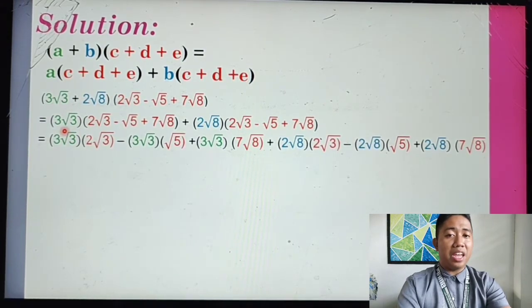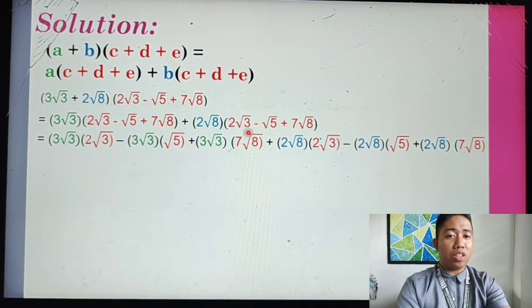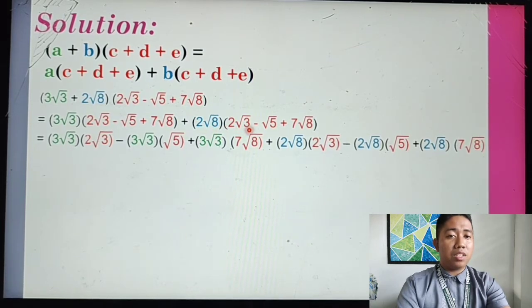So simplify the first set of the terms. So 3 square root of 3 times 2 square root of 3, like this. 3 square root of 3 times square root of 5, like this. And 3 square root of 3 times 7 square root of 8, like this. Also, we have the blue ones. This multiplies distributively the red terms. So 2 square root of 8 times 2 square root of 3, like this. 2 square root of 8 times negative square root of 5, like this. And 2 square root of 8 times 7 square root of 8, like this.